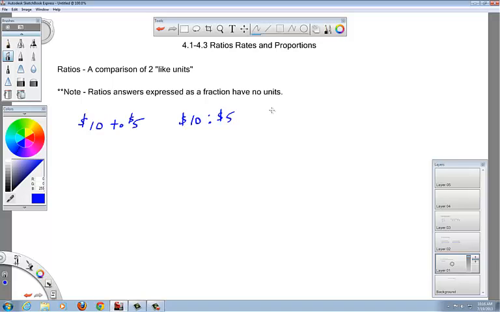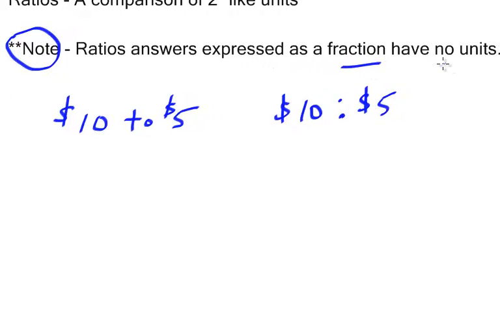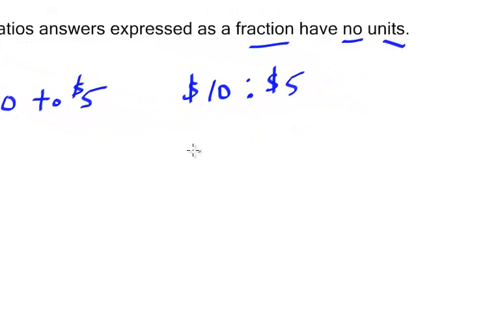And when you do that, something interesting happens, because right here it's going to say, note, ratio answers expressed as a fraction have no units. Let me show you why. If you write this as a fraction, the first number goes on top, $10. The second number goes on the bottom, $5. And then what happens is anytime you have anything over itself, including units like dollars and dollars, they cancel each other. And a lot of people will say this answer is $2, and that's incorrect.